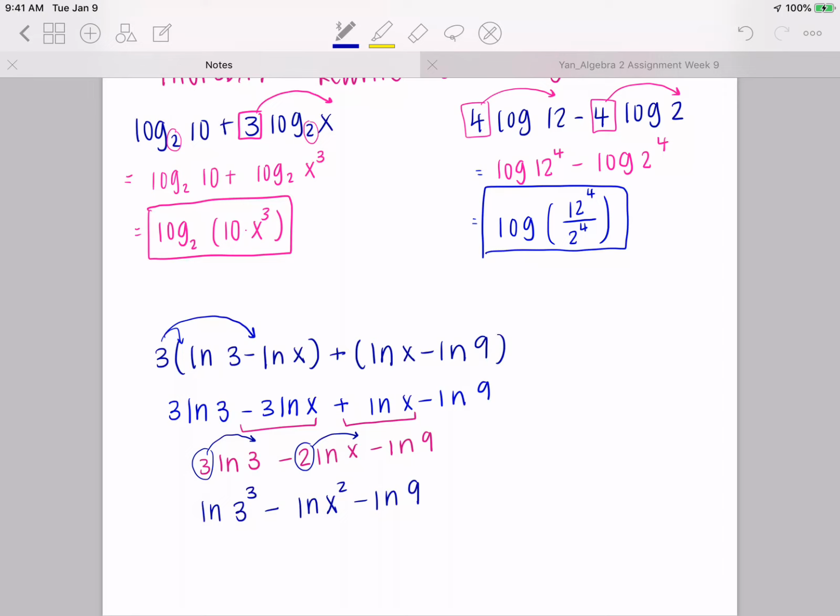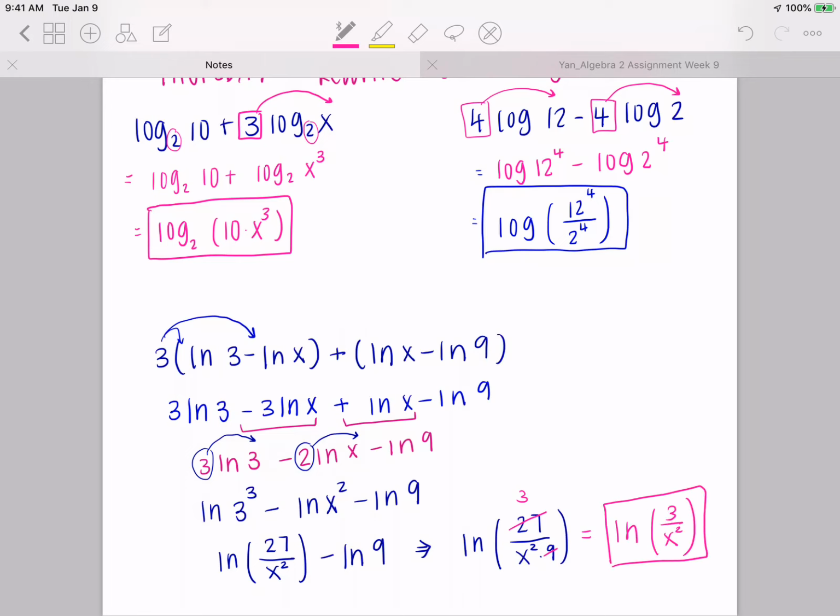Okay, so the negative sign, remember that represents division. So ln 3 to the third power is 27. So I'm going to put 27 over x squared minus ln 9. Okay, so we still need to put it together as one log. This would be ln 27 over x squared, and if I put it over 9, that's the same thing as multiplying 9 at the bottom. Okay, so the 27 and the 9 actually can get canceled out with the 3 at the top. So your final answer will be ln 3 over x squared.